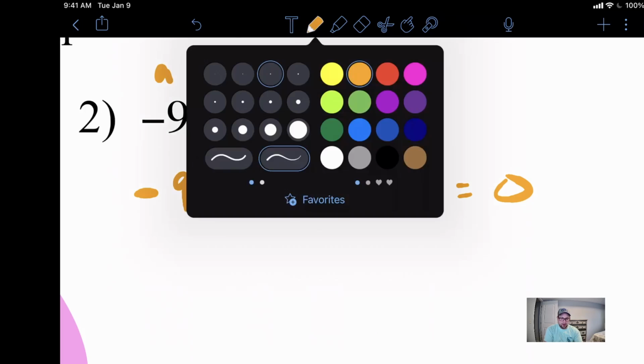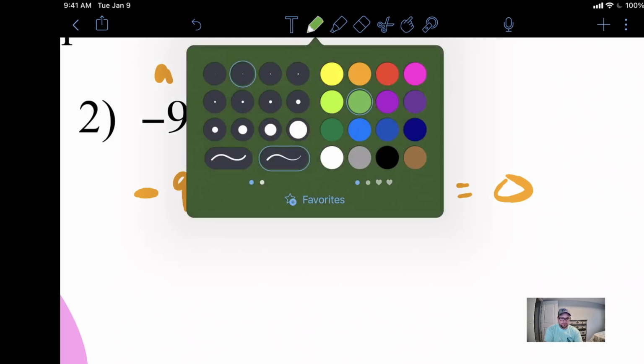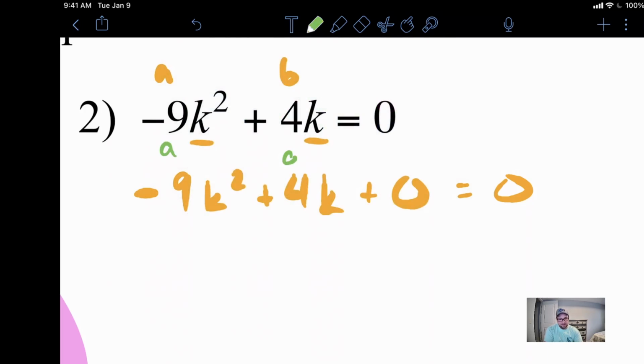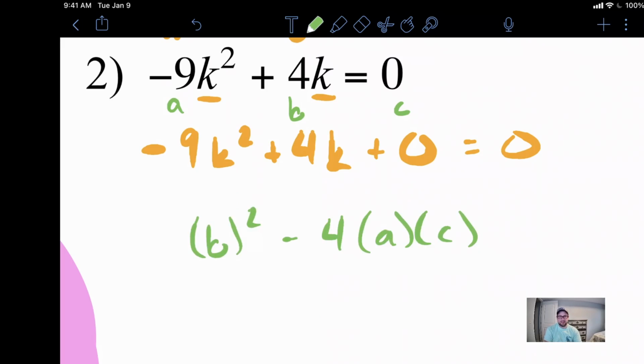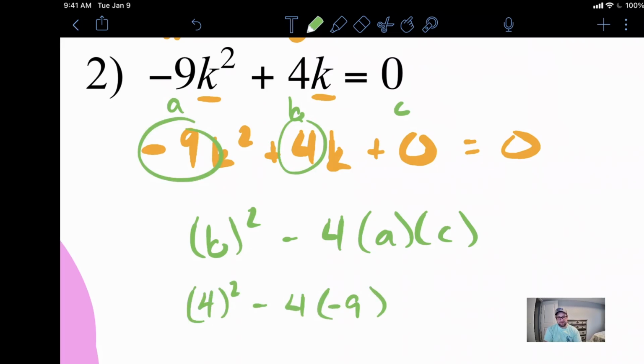So then we know in this situation that this will be A, this will be B, and this will be C. So now let's use our discriminant formula. B squared minus 4 times A times C. B was equal to 4, so I'm going to have 4 squared minus 4 times A, which was negative 9, times C, which was 0.